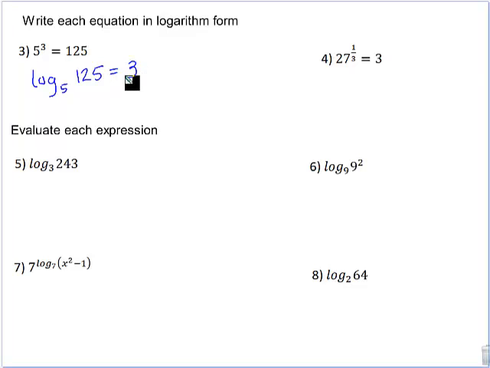And then the way to check it, when you go back to the exponents, your base number gets raised to whatever you're equal to. So 5 to the third is 125, and that is what we started with. Okay, so let's try to rewrite the next one. 27 to the 1/3 is equal to 3.